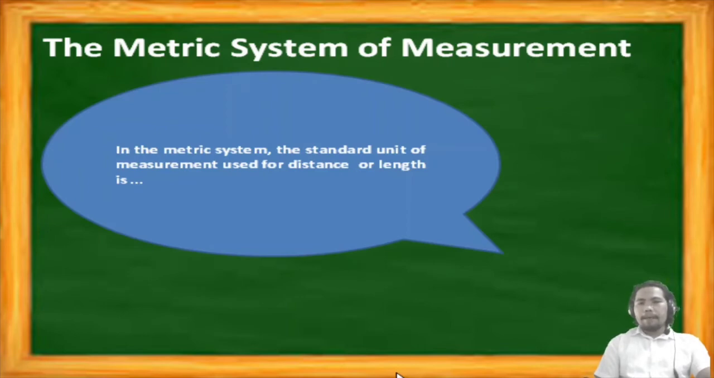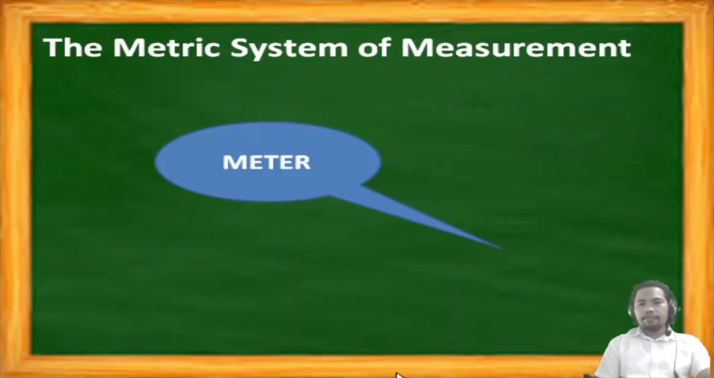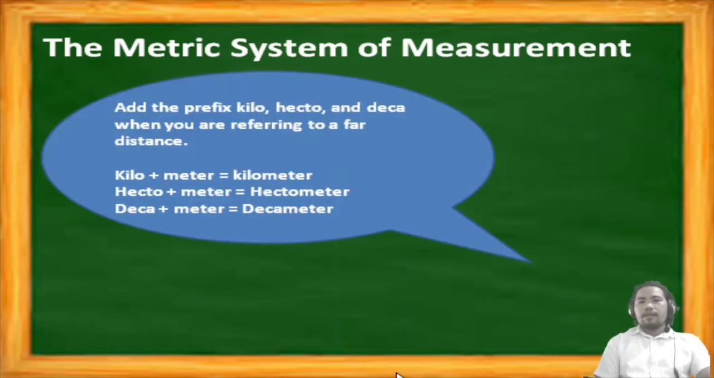In the metric system, the standard unit of measurement used for distance or length is meter. You just have to add the prefix kilo, hecto, and deca when you are referring to a far distance. Say for example, kilo plus meter, kilometer. Hecto plus meter, hectometer. Deca plus meter is decameter.